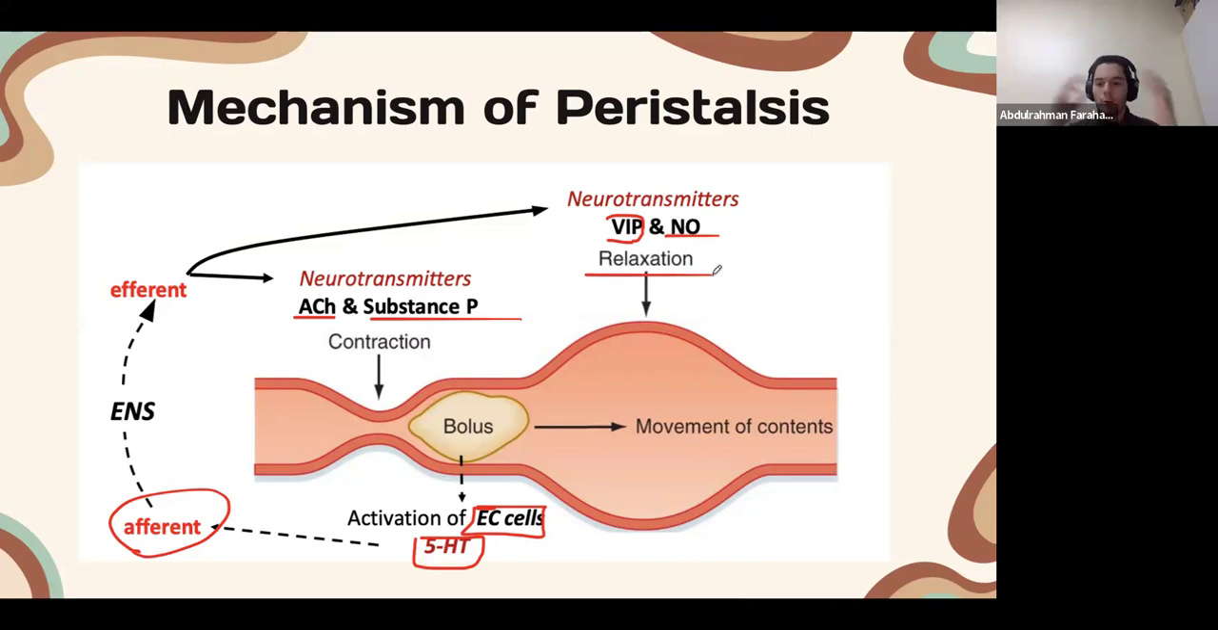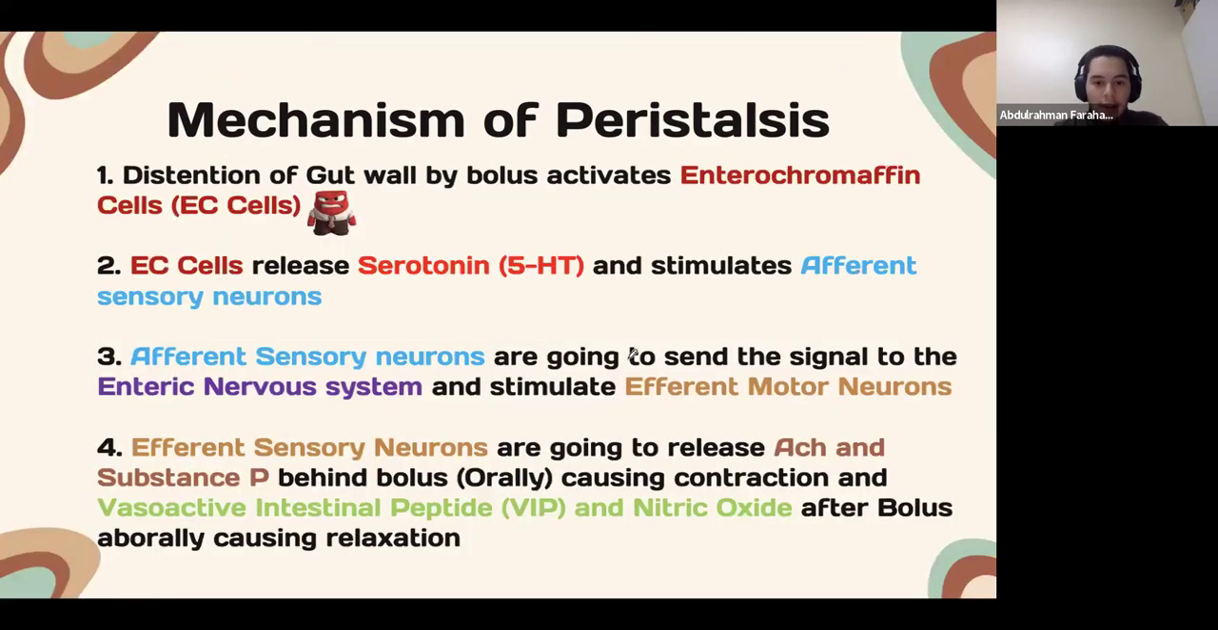Perfect. So the whole problem started by distension of anger. Anger got angry and released serotonin. Good stuff. And this is basically everything I just said. Distension of the gut wall by the bolus activates the EC cell, or our anger. Then the EC cells release serotonin, or 5-hydroxytryptamine, and stimulate afferent sensory neurons. The afferent sensory neurons then go to the enteric nervous system and stimulate the efferent motor neuron.